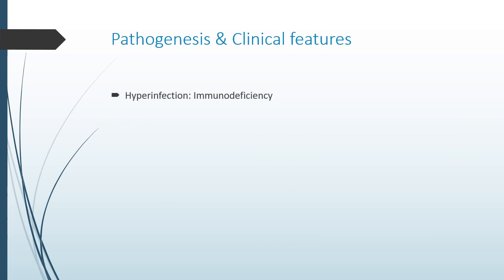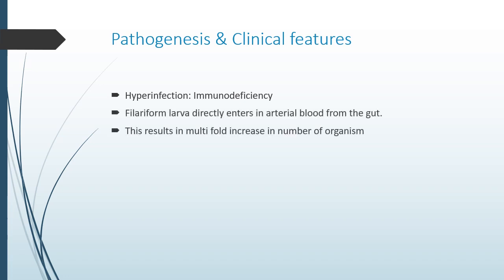And one more very unique thing with this worm is hyperinfection. First, you have to understand that for hyperinfection to occur, the person's immunity must be deficient. There must be some predisposing factor. It may be immunodeficiency due to HIV/AIDS, or some steroid treatment received by the person as therapy for some other disease. In a person having lepromatous leprosy, or any condition which would decrease immunity, hyperinfection may occur, and that is life threatening, a potentially life threatening infection.